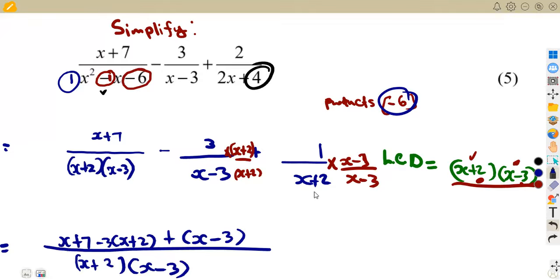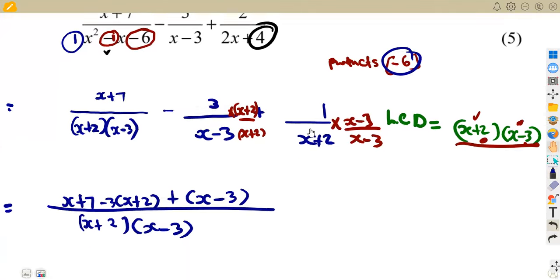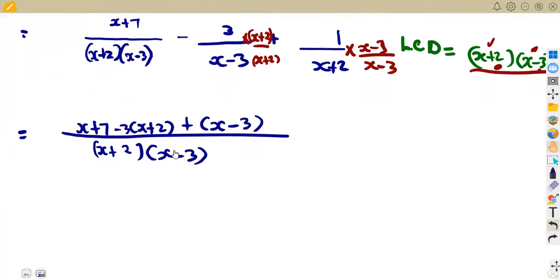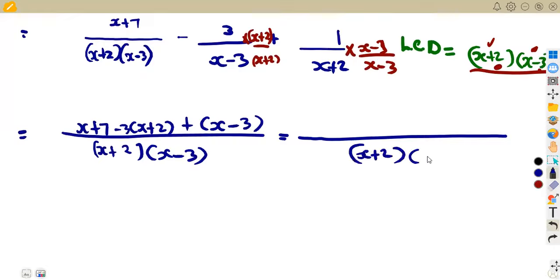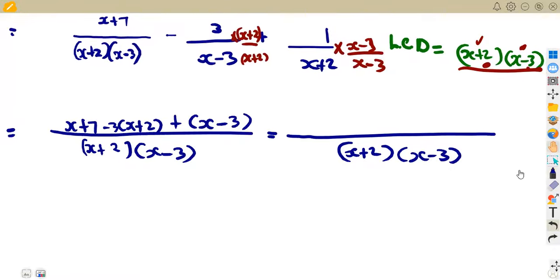So everything is now combined on the numerator, everything over that common denominator, which is your LCD of the given denominators. But what we can do is expand the bracket so that we can collect our like terms, because we can see that there is x, but this x cannot be added or subtracted to any other x because of the bracket. So we're going to expand this bracket.